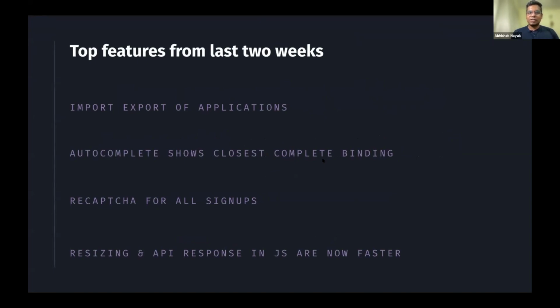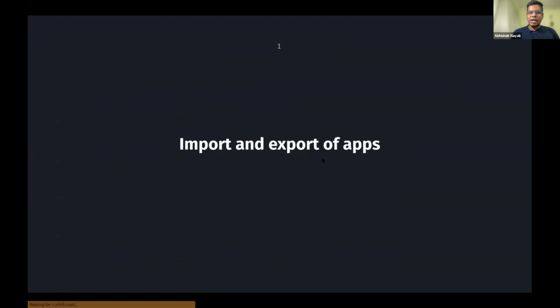The first one, so these are the 4 major ones that we did. The biggest one is import and export of apps. So now you can import and export apps in and out of AppSmith instances, that is. So if you have a local development setup where you've built an app, you can now export it and then import it into another instance of AppSmith.